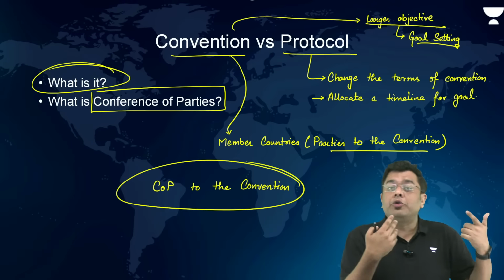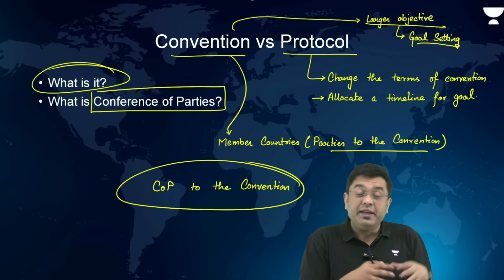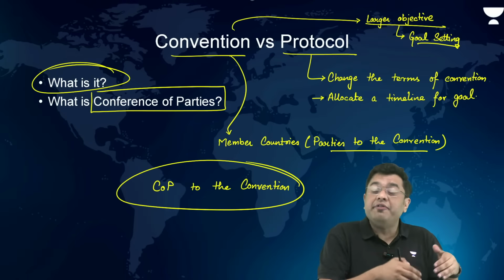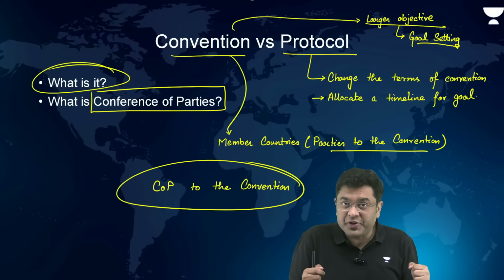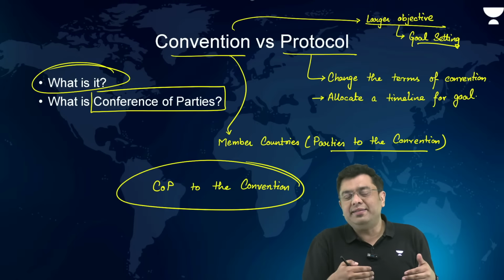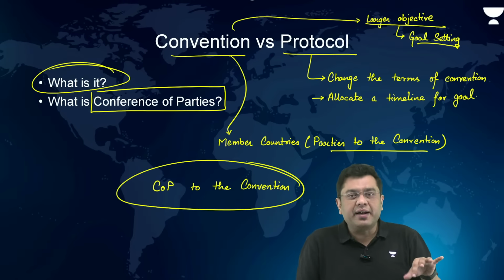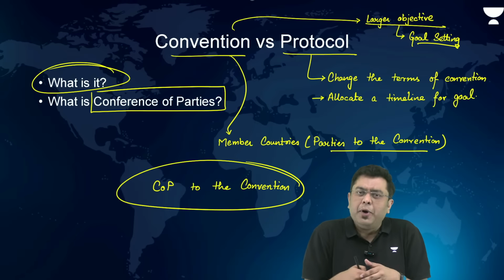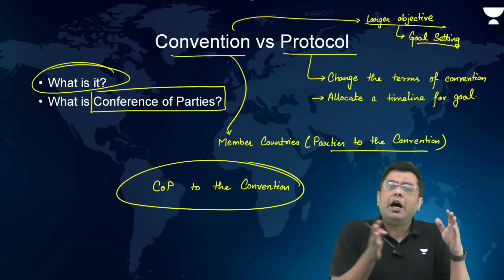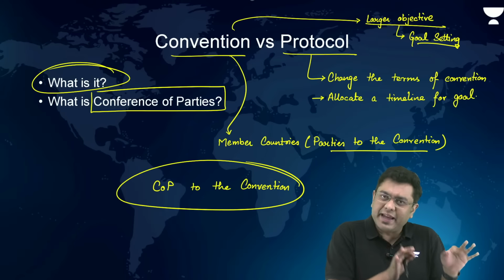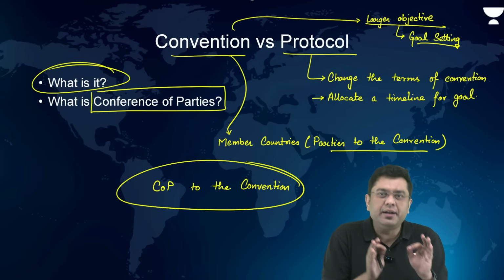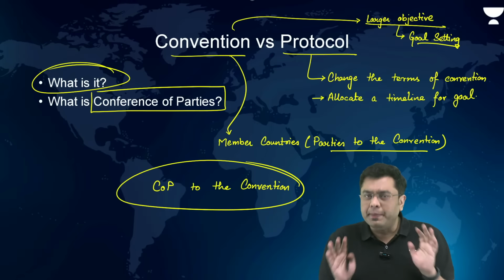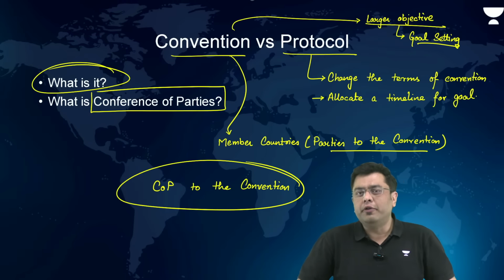Similarly, when you talk about Convention on Biological Diversity, there the conference of parties happens every 2 to 3 years. Then Convention on International Trade in Endangered Species, there the conference of parties is held every 3 years. Ramsar Convention, conference of parties is held every 3 years. So depending upon which convention we are talking about, accordingly the conference of parties is held for every different convention. Okay. So that is what is a convention, what is a protocol, and what is a conference of parties to the convention.